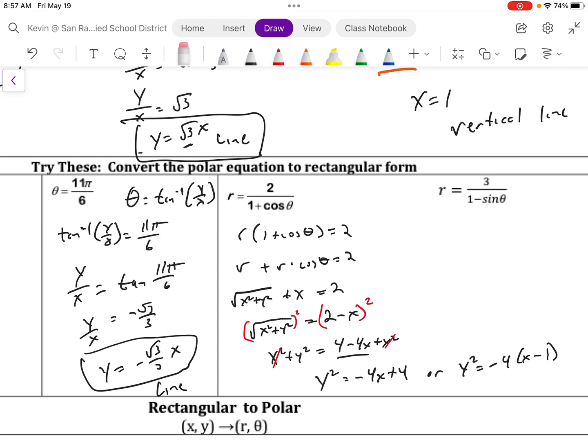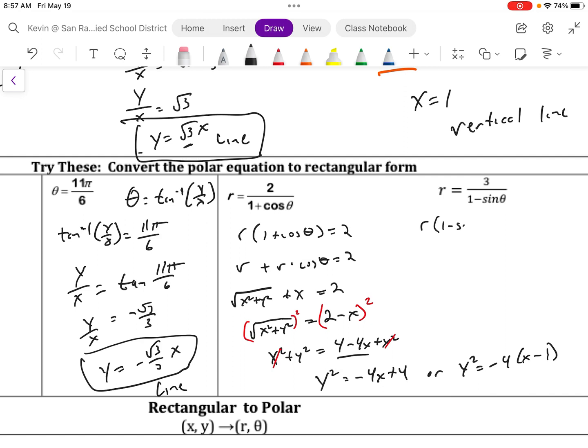You should know, looking at this, that this is going to be a parabola opening to the left. It's opening left or right since it's y squared. Since it's negative, it's opening left. That was from last chapter. Okay, this problem is exactly the same thing.